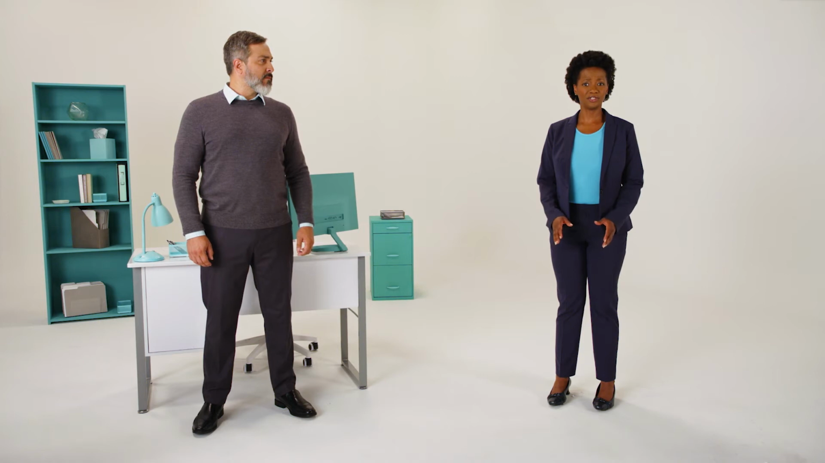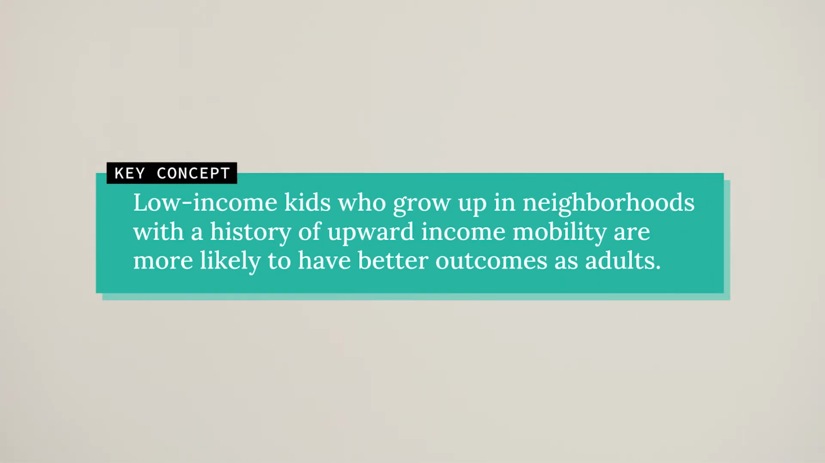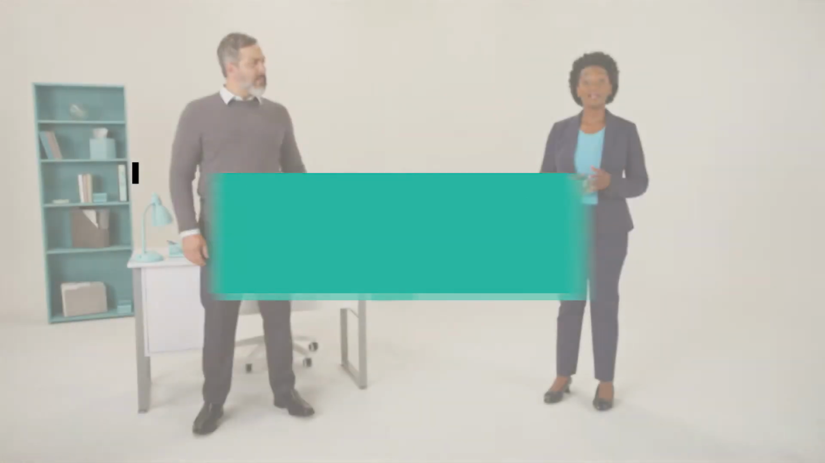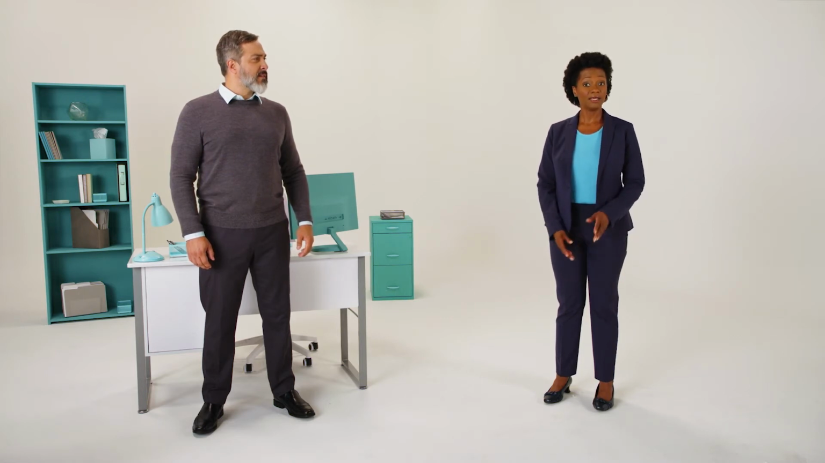A nearly 40 percentage point difference is huge because research shows that low-income kids that grow up in neighborhoods with a history of upward income mobility are more likely to have better outcomes as adults. Not only are they more likely to earn more as adults, they are also more likely to attend college. This is an example of how the Opportunity Atlas can be a powerful tool in shaping policy and program design. In this case, refining and validating mapping data to support families' housing choices to improve their children's outcomes.